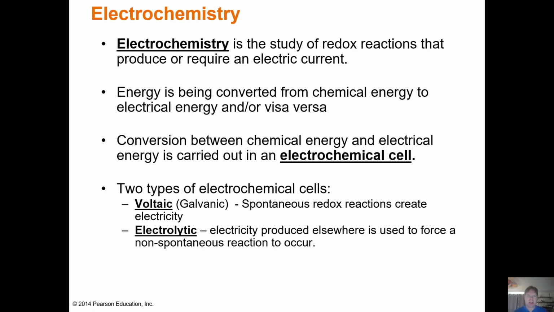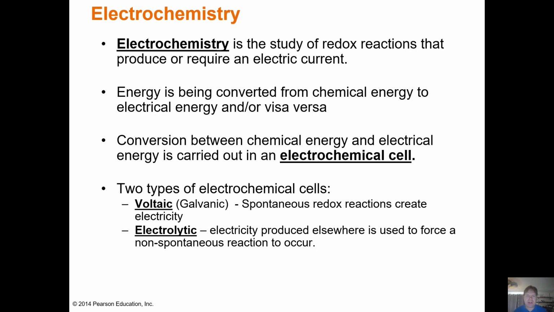To start with, there's a couple of definitions we want to discuss. So the word electrochemistry is what we refer to as the study of redox reactions that either produce an electrical current or in some cases might require an electrical current in order to actually take place. When these reactions take place, we have a conversion between different forms of energy. We have chemical energy as one form, and we have electrical energy as the other form. You can go from chemical to electrical, or you can go from electrical to chemical, depending on the situation.